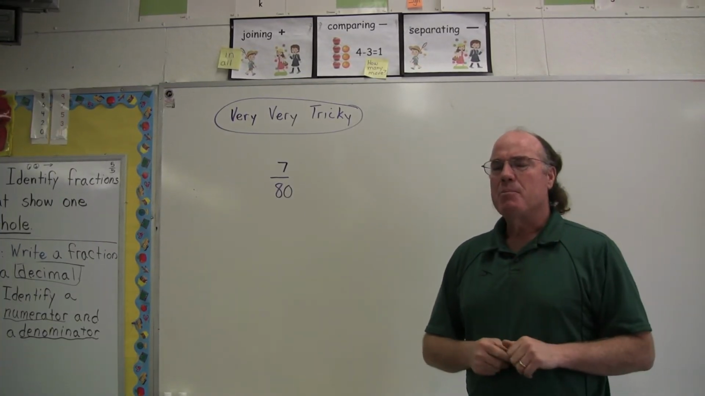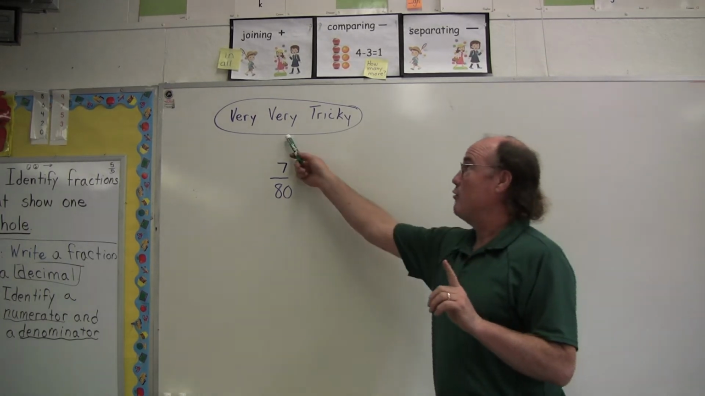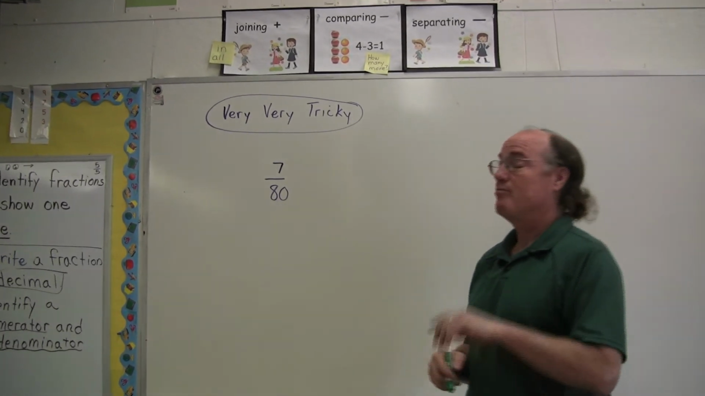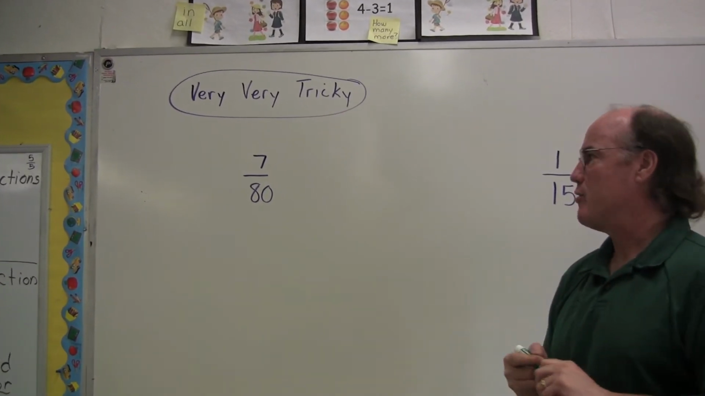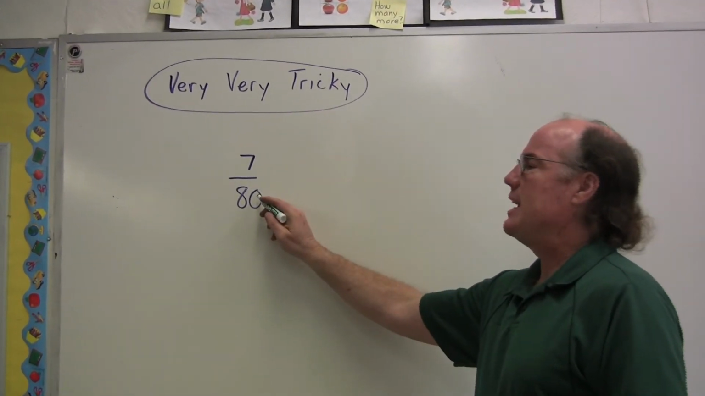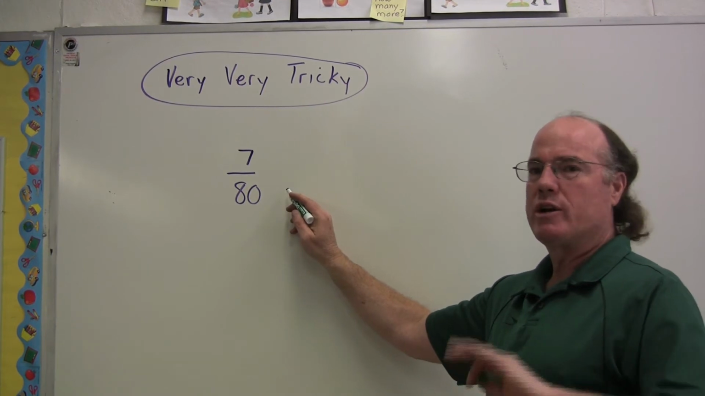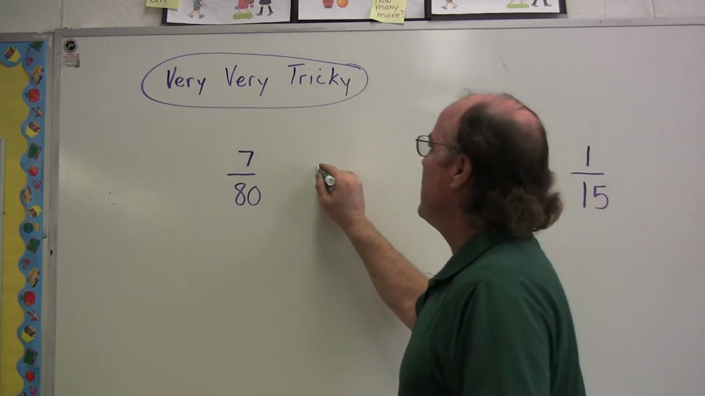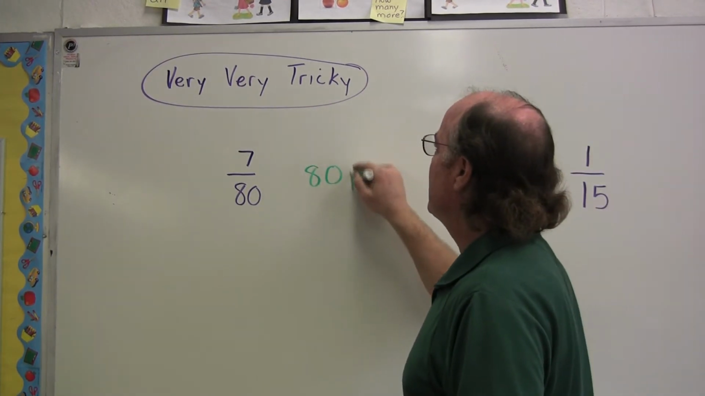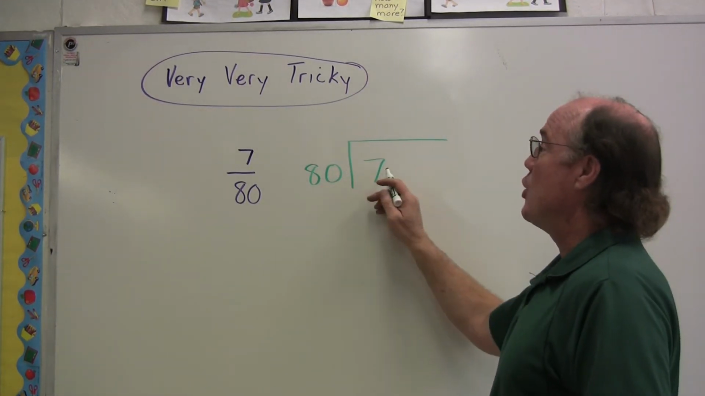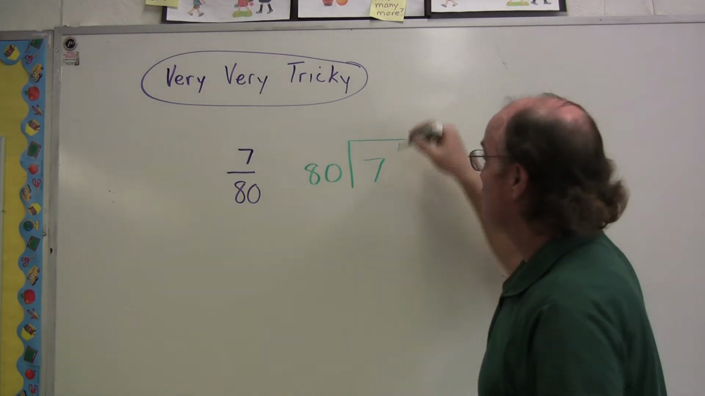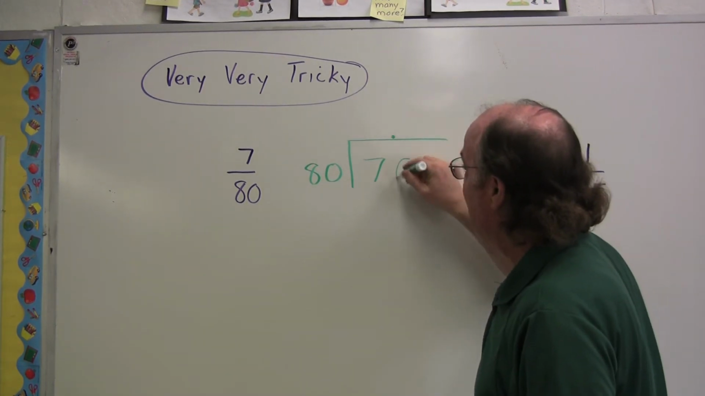Now the problems on the bottom are very, very tricky. Watch how the answer is just going to be a little tougher here. Can 80 go into 100? No. So we divide 80 into 7. Can 80 go into 7? No. So we put the decimal, add the 0.